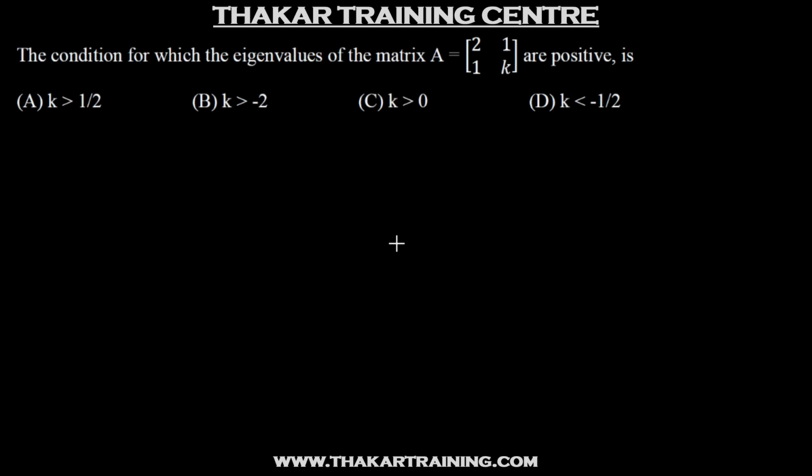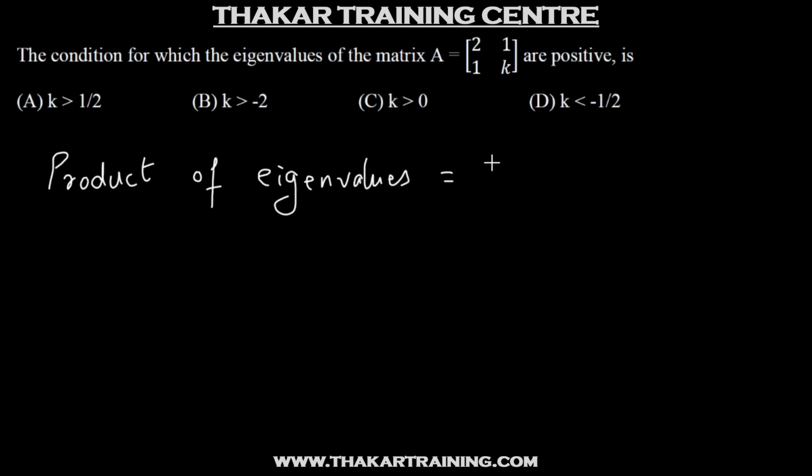We move on to the next question. It asks us what is the condition for which the eigenvalues of this matrix will be positive. Okay, so we have just discussed that the product of eigenvalues is nothing but the determinant of the matrix. So the determinant is 2, 1, 1 and k. So this is going to be 2k minus 1.